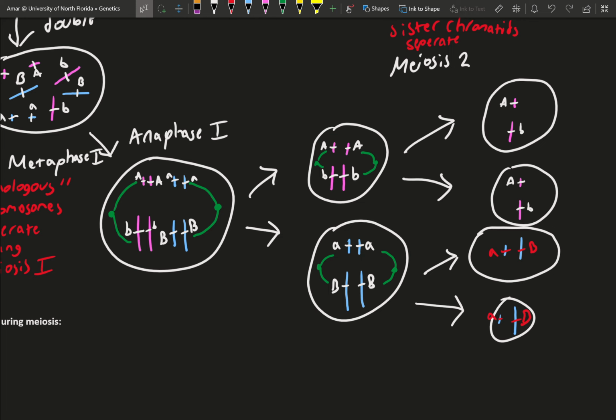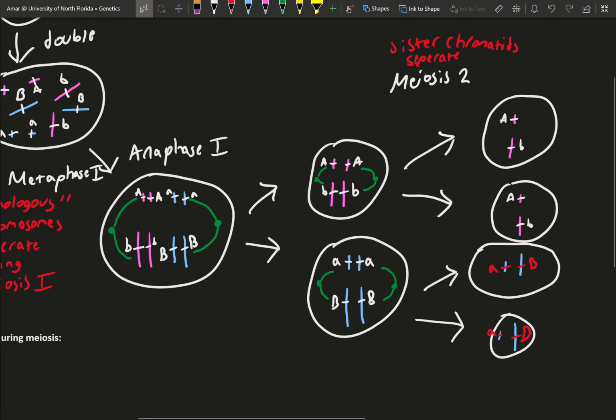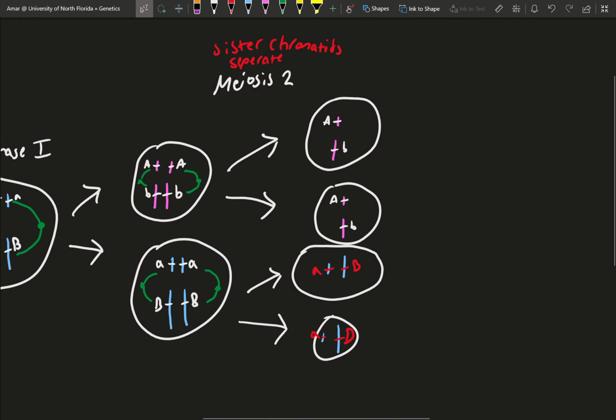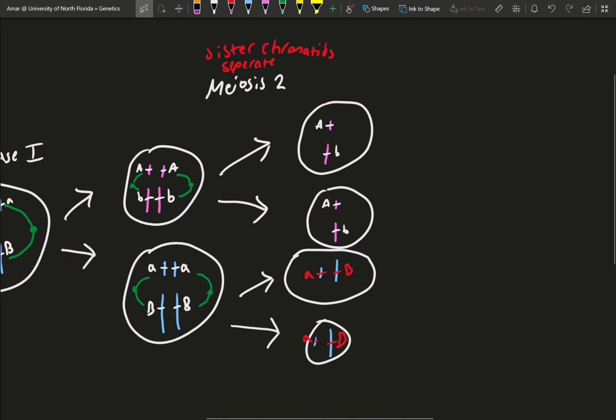So hopefully that makes sense. And then next step, you're gonna generate these haploid gametes, which are just N. Basically what's happening here is you're gonna have your sister chromatids separate. So basically the big A from mom is gonna separate into two different cells, where one cell is gonna have big A and the other cell is gonna have big A too. And that's basically it for meiosis.